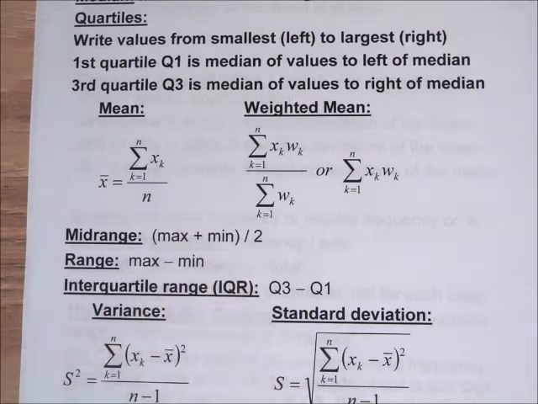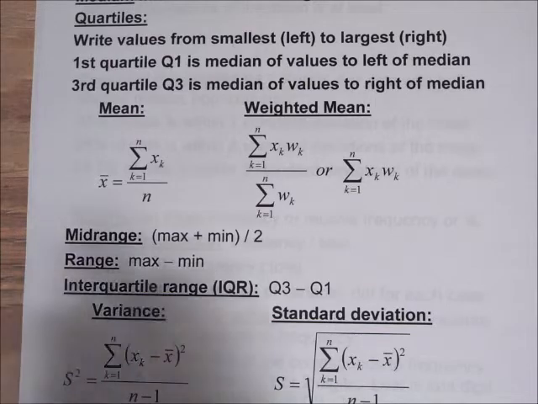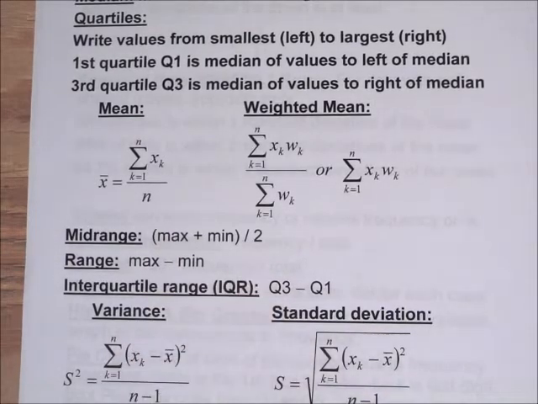Interquartile range: the disadvantage of the range is that one number can have a big effect. So another measure of spread that's not affected by outliers is the interquartile range, which would be the third quartile minus the first quartile.